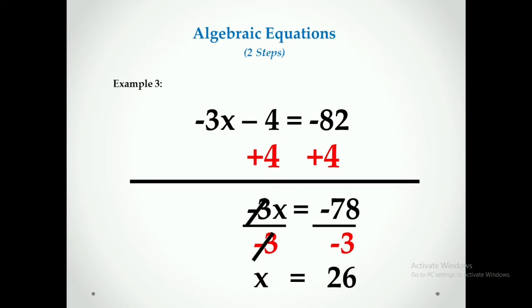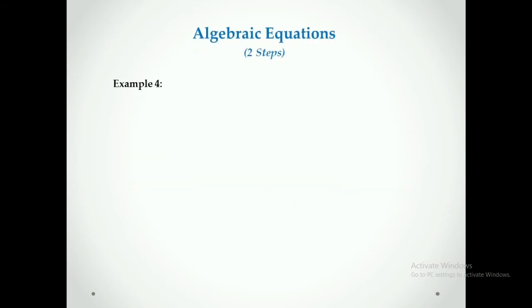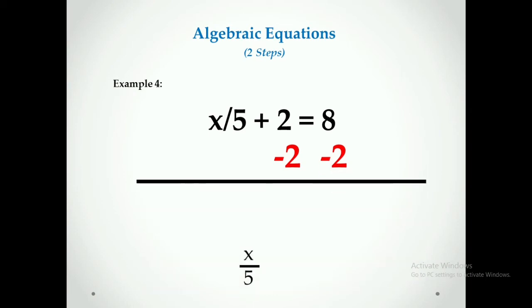Alright, let's look at the fourth example. So here we have x being divided by 5, and that's being added to 2 equals 8. Now, since we're adding 2, again, undo the addition or subtraction, so I have to undo plus 2 by subtracting 2. Subtracting 2 from one side means that we have to subtract 2 from both sides. Then that will leave us with x being divided by 5 equals 8 minus 2, that's 6.